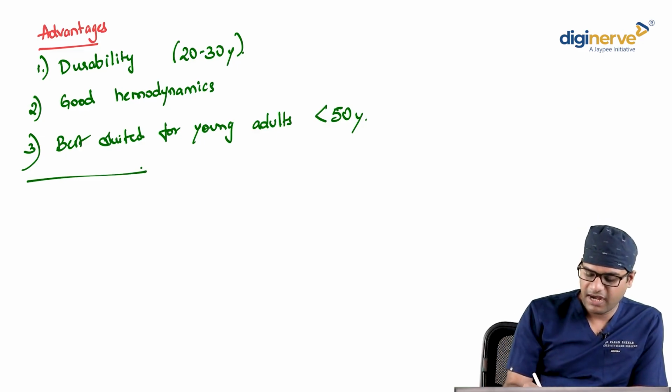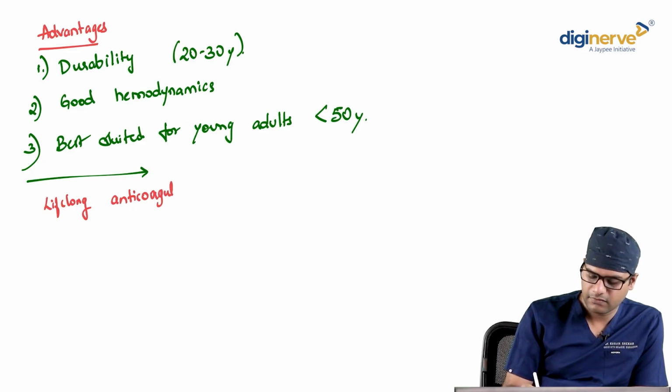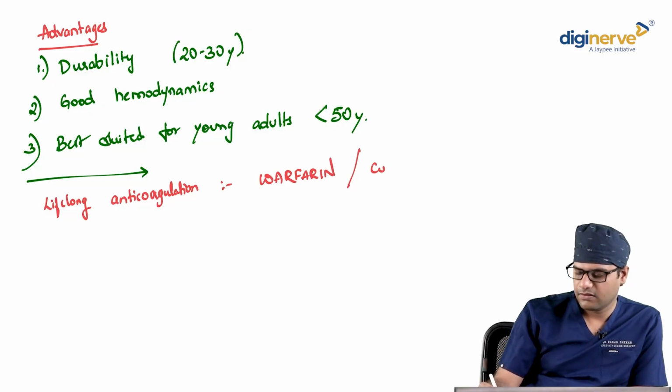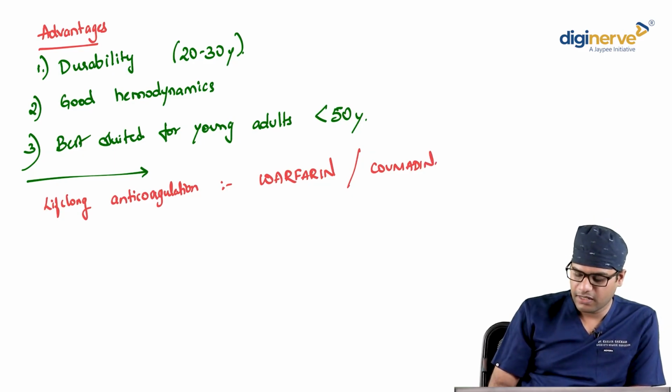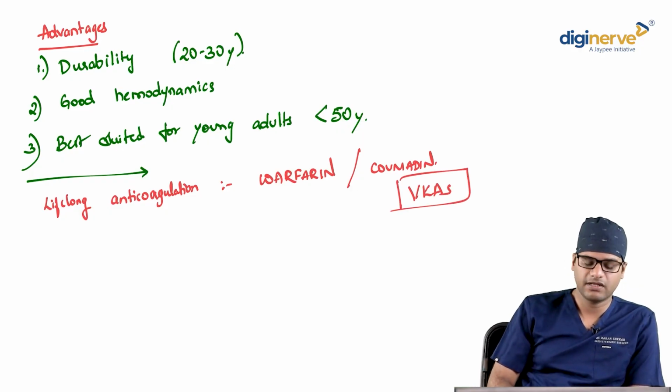However, certain things mandated for mechanical valves are lifelong anticoagulation. The patient must be on vitamin K antagonists, which are warfarin, coumadin. So these are vitamin K antagonists or VKAs. The patient will be on lifelong vitamin K antagonists to prevent thrombosis of the heart valves.